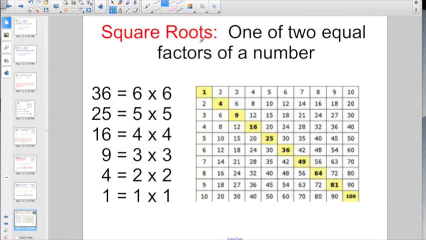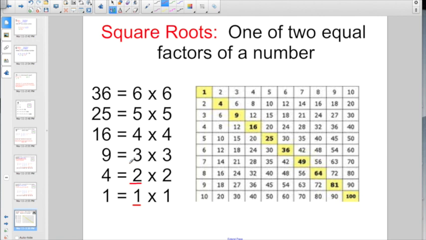They're also throwing square roots at us. And a square root is one of two equal factors of a number. The interesting part, if you look on a number chart, your square roots always line up in nice, neat diagonals. Because 1 is the first square root, and it is 1 times 1, so the square root of 1 is 1. 4 is the next perfect square because the two factors that multiply together to equal 4 are 2 and 2. So the square root of 4 would be 2.